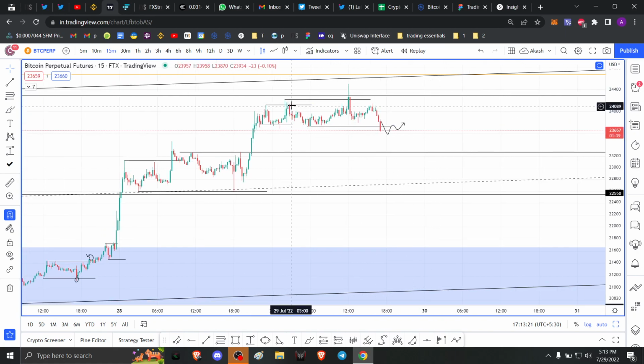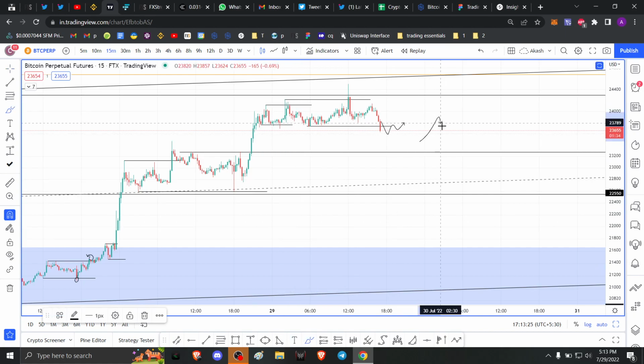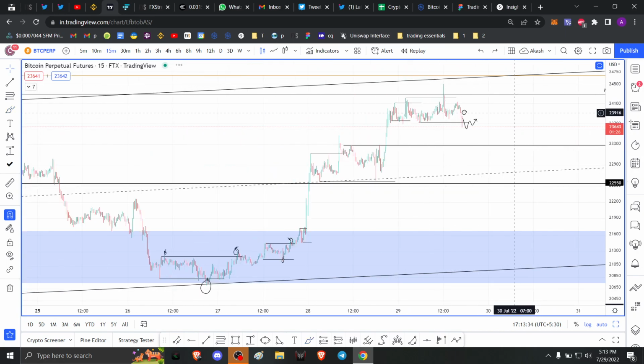And on top of that, if you look at what's happening here, it looks an awful lot like a triple tap setup. Basically, it forms a high, deviates above the high, comes back down and deviates, retests the formed high again, right? So this is the reason why I want to short this.